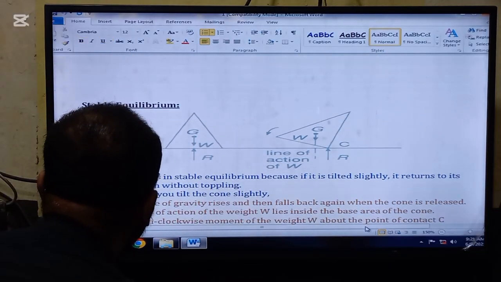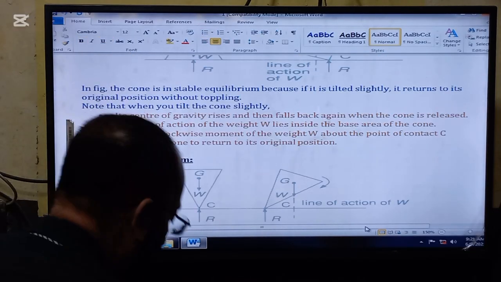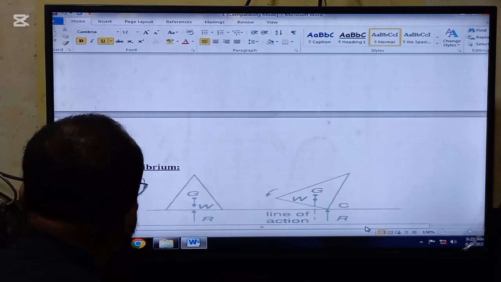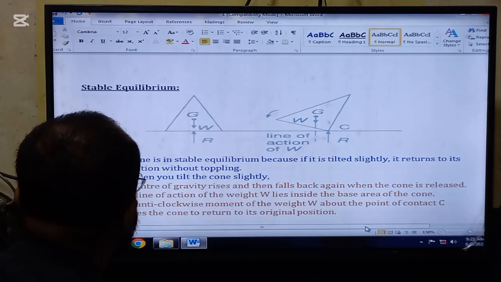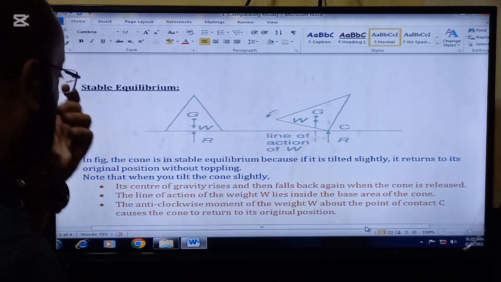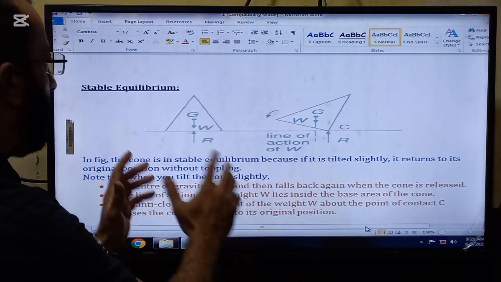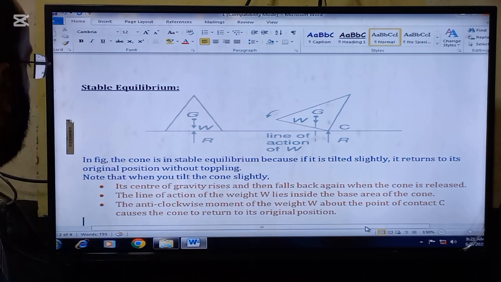Now we are going to read the three kinds of equilibrium one by one. The first type is stable equilibrium. So this is a kind of stable equilibrium. Look now, what happens in this stable equilibrium?